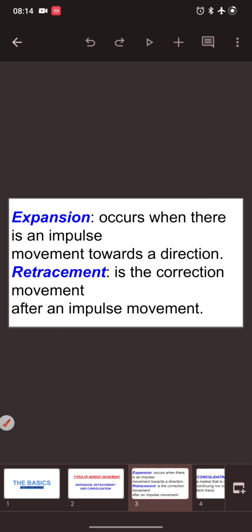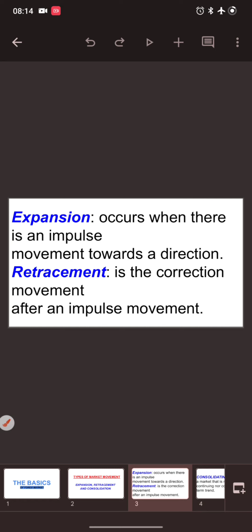Retracement is the correction movement after an impulse movement, which is like the opposite direction of wherever the expansion is going towards. For example, if the expansion is going upwards, the retracement should be going downwards. That retracement is just like the market taking a deep breath before continuing what it wants to do.